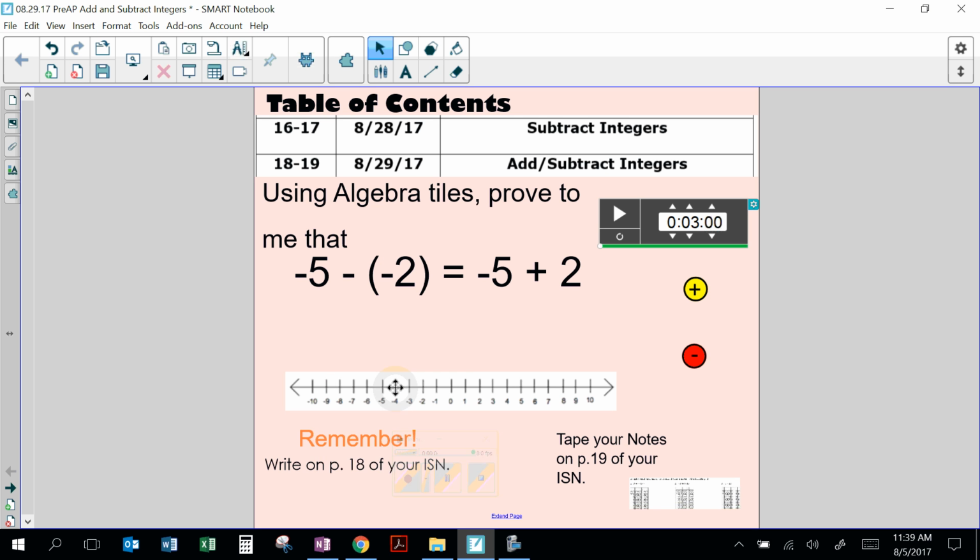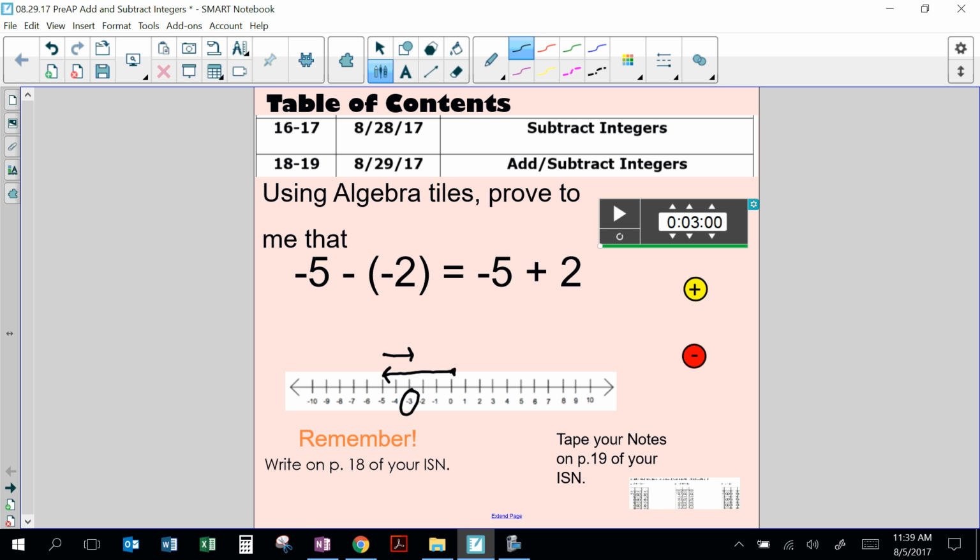Today's lesson is about how to add and subtract integers, putting it together. So using algebra tiles, can you prove to me that -5 take away -2 is equal to -5 plus 2? Well, let's look at my number line. So I'm going to graph -5 plus 2. Starting at 0, -5 means I go 5 units to the left. Plus 2 means I go 2 units to the right. So it's equal to -3.